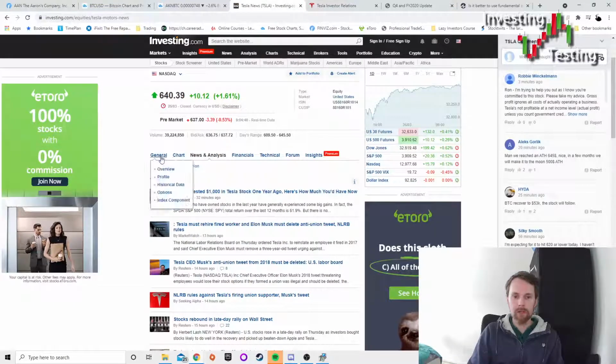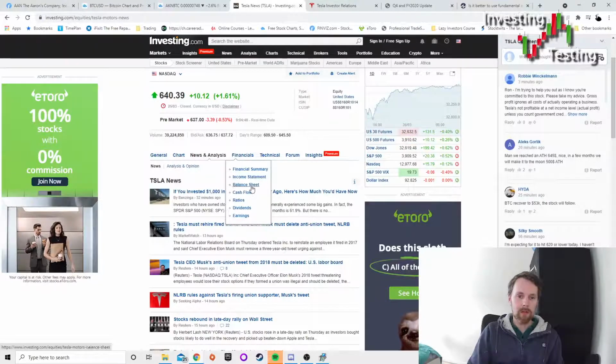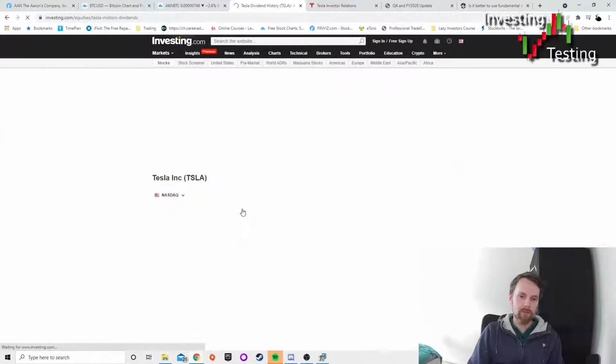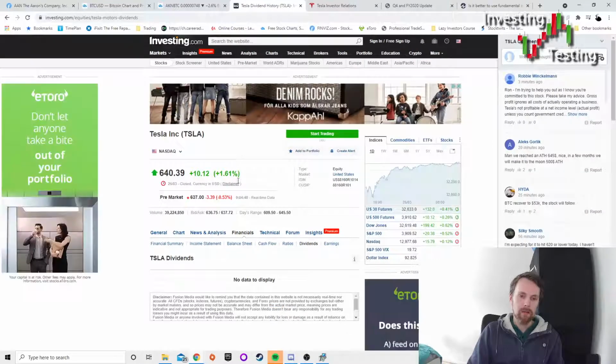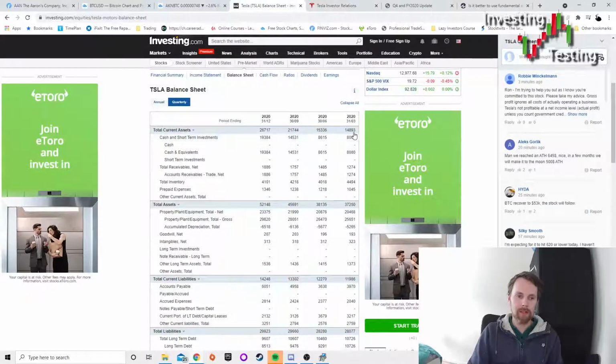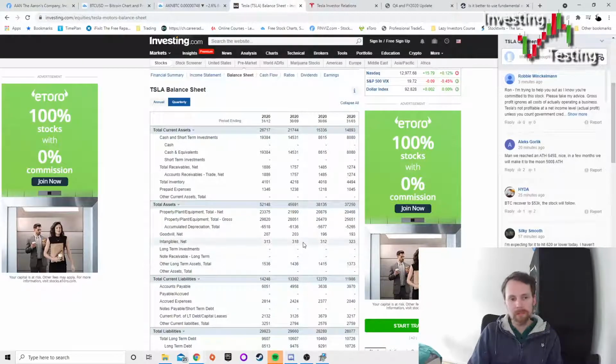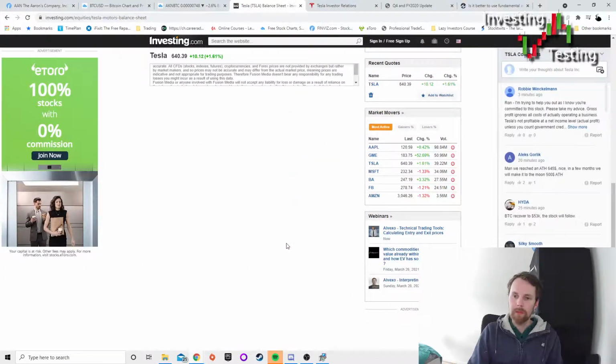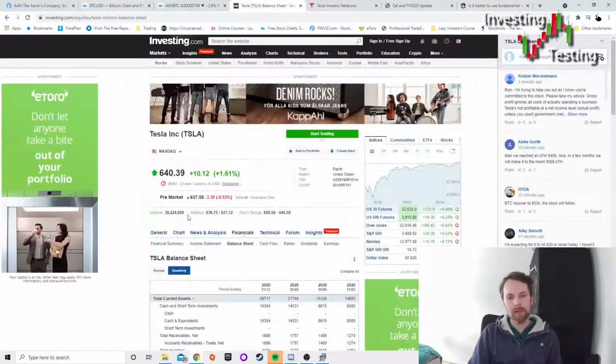So you have a lot of information here. You can have a look at the dividends of Tesla. You can have a look at the balance sheet. You get a lot of information to be able to understand how well Tesla has been doing. Has it been going up? Has it been going down? Generally, the company itself. I'm not talking about the share price here.